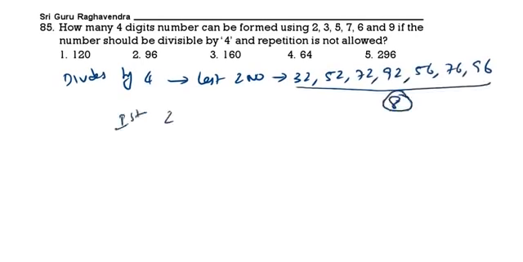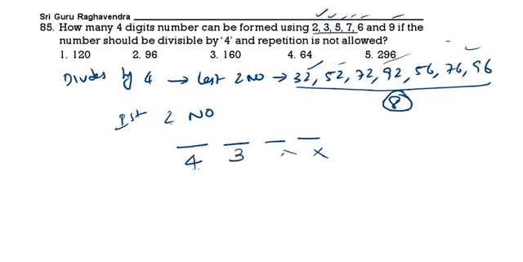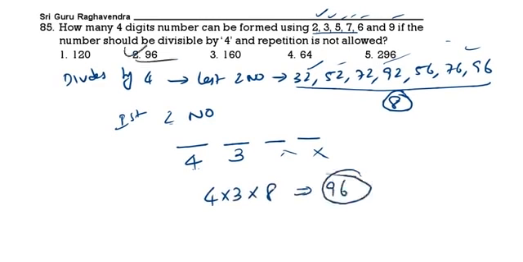First 2 numbers. Now out of the 4, these are the last 2 digits. Already we are using the last 2 numbers. Now, for the remaining places, we are using any 2 numbers. So the remaining will be 4 numbers. The first digit is occupied by 4 numbers. Since one digit is over, this will be 3. So 4 into 3 into 8, that is 96. 96 is the correct answer.